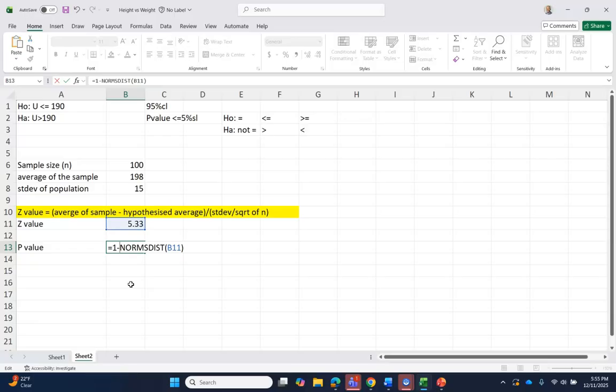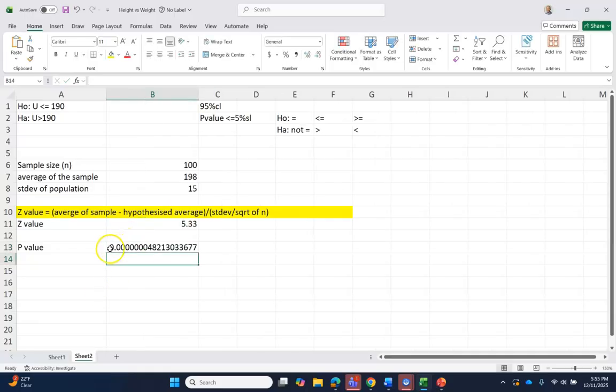So for me, let me see what kind of probability do I have. It is 0.000. It's a lot of zeros, and so it is actually 0.0. That's the probability. Oh, that's my p-value.